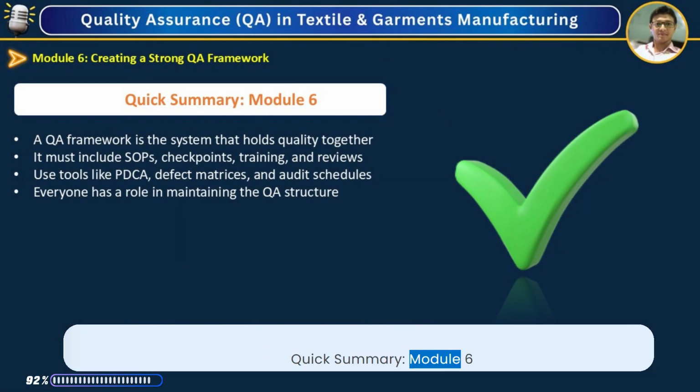Quick summary. Module 6. A QA framework is the system that holds quality together. It must include SOPs, checkpoints, training, and reviews. Use tools like PDCA, defect matrices, and audit schedules. Everyone has a role in maintaining the QA structure.